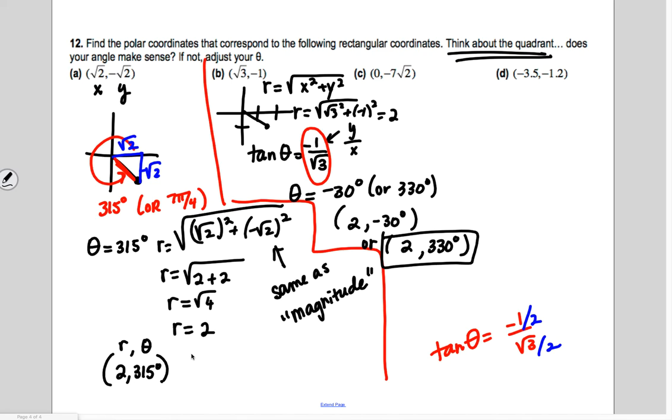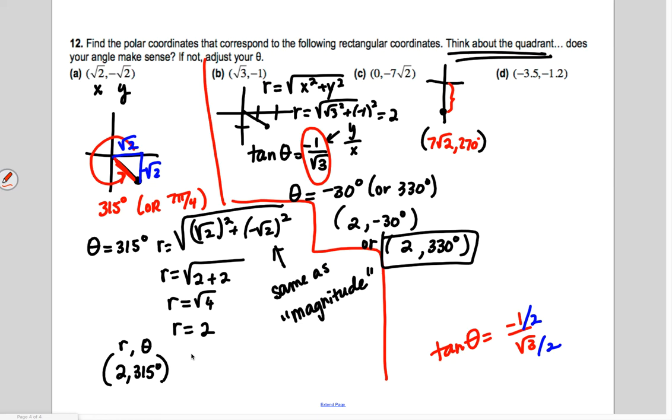All right, here's one that doesn't need much room, because think about it. If you have 0, negative 7 root 2. What's our angle? 270. What's our radius? I don't know. What's this length here? 7 root 2, right? So we're going to say 7 root 2, comma, 270 degrees. Does that make sense? It's just a length, so it would be positive, because you're saying you go in the positive direction towards the 270.